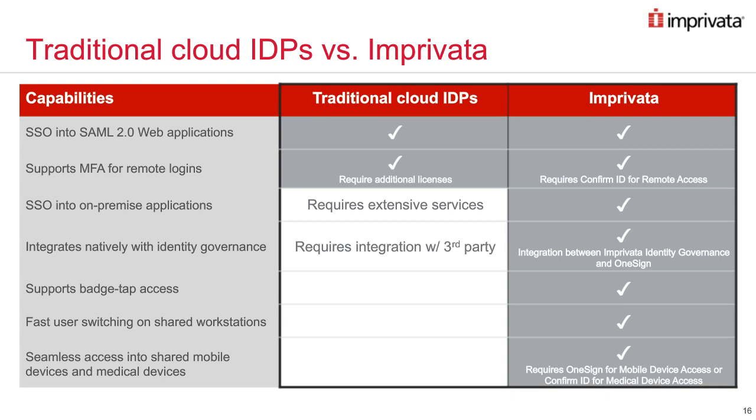And then the last three, just really skimming these three, because if you're on this webinar, you're likely very familiar with OneSign and Imprivata. Badge tap capability is something that is very native and traditional to Imprivata. That's the tap in, tap out, right? There's fast user switching on shared workstations. So being able to tap your badge, multiple users can come into that same workstation, and that switch is performed seamlessly. And then there's finally seamless access into shared mobile devices. And that's a relatively new functionality that we introduced last year with shared mobile device capabilities. So users can tap their badge on a mobile device. So again, it's something that Imprivata supports. When you look at traditional cloud IDPs, that's not something that they really support out of the box.